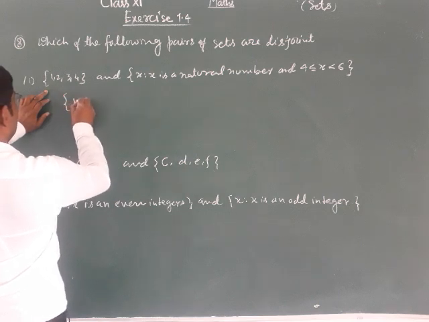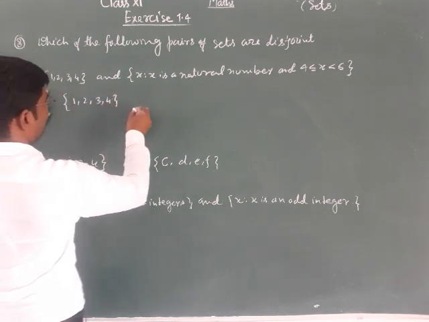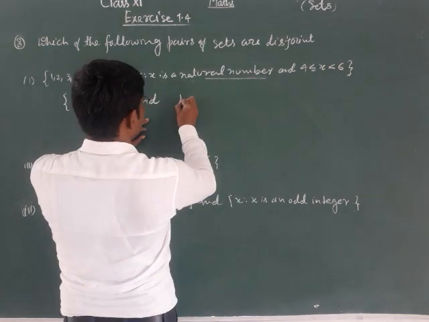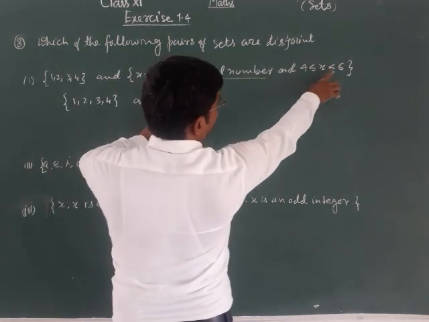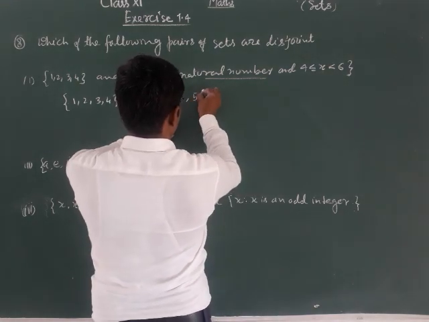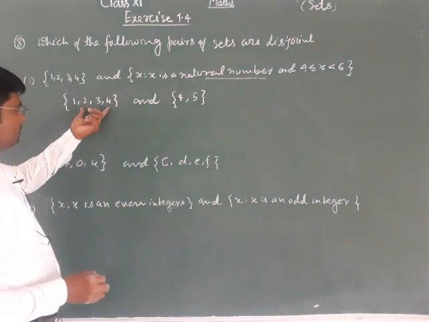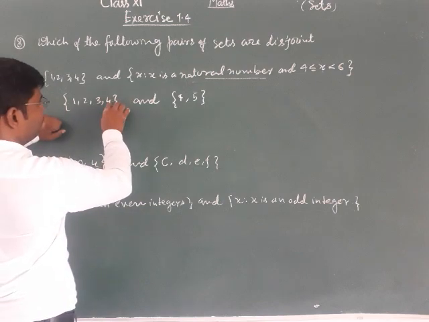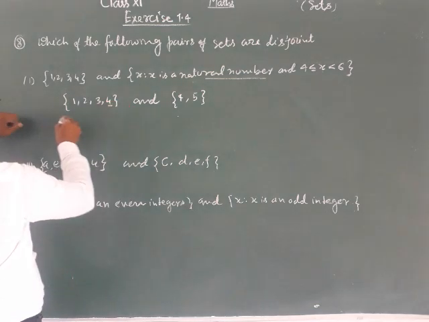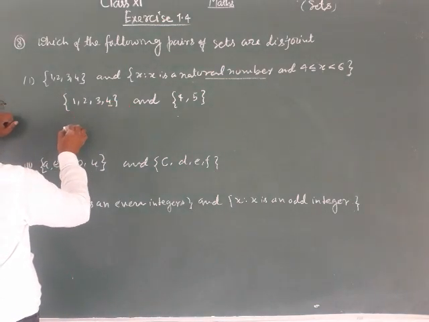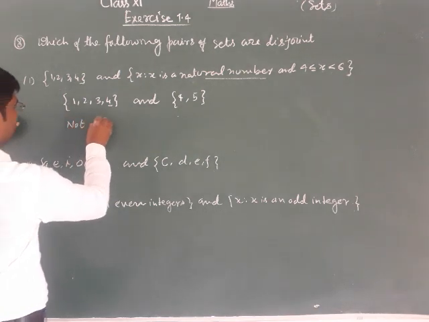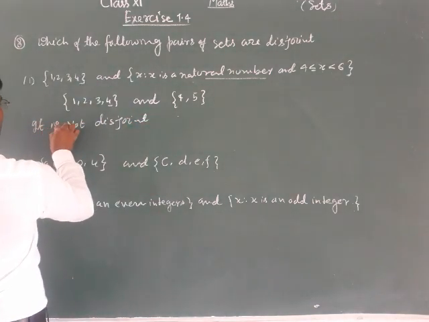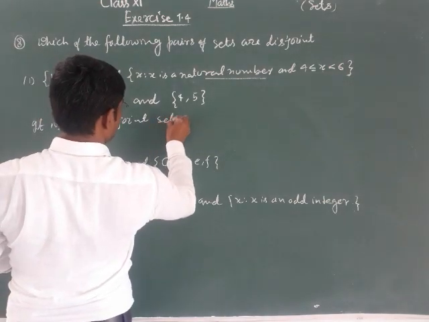So the set {1, 2, 3, 4} and the other set of natural numbers, which is 4 and 5. These sets have a common element, 4. So this is not a disjoint set.